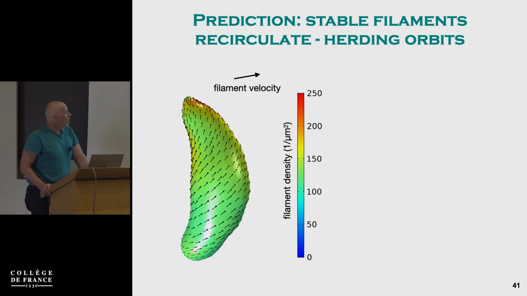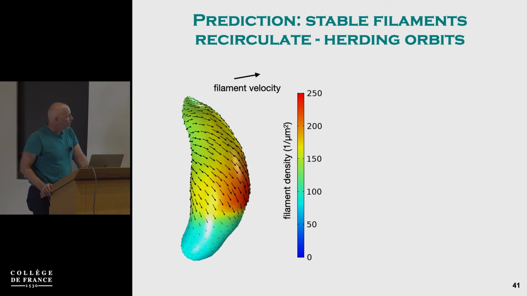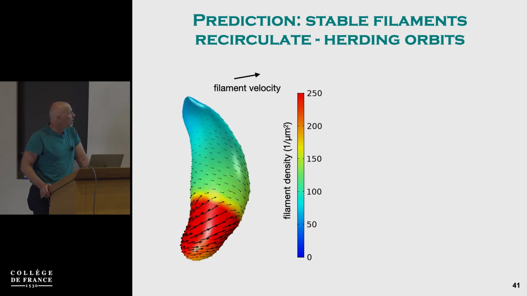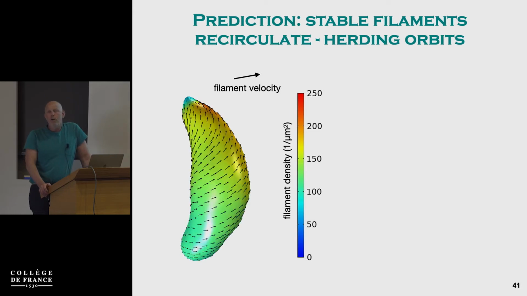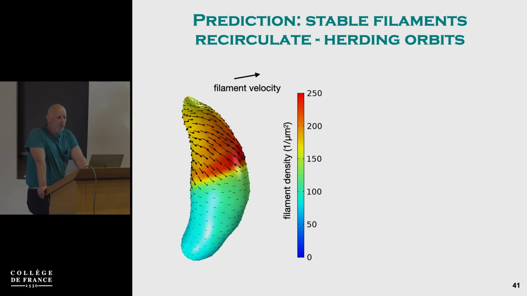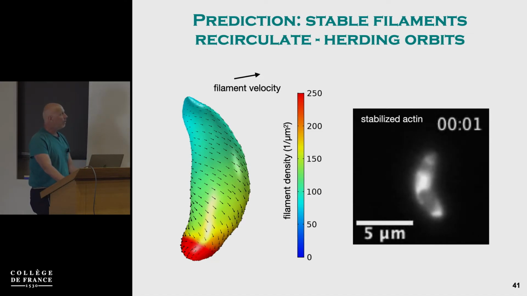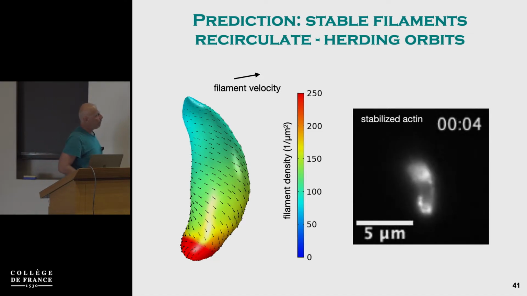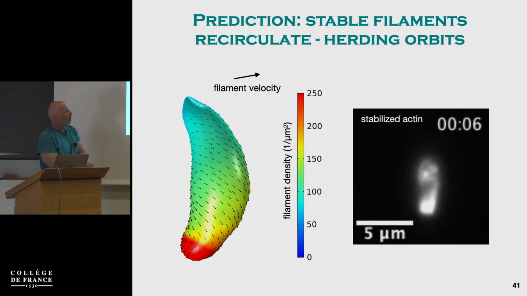So what I am showing you is the result of the Toner-Tu theory. What you're seeing is herds of actin filaments on the surface of the Toxoplasma cell, and it's something that Christina actually observed when she stabilized the actin filaments. So we call this the narwhal.